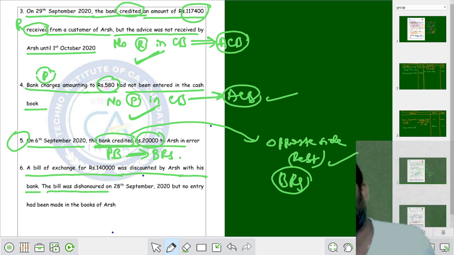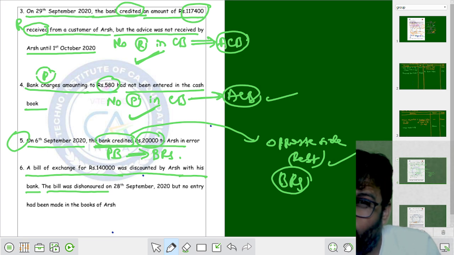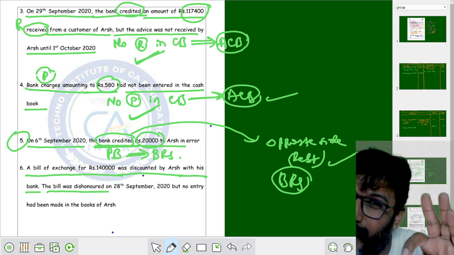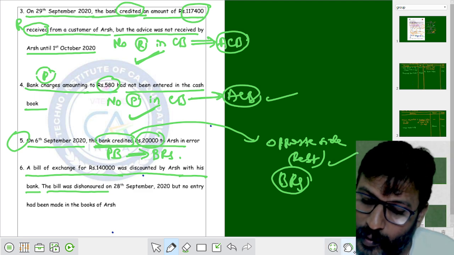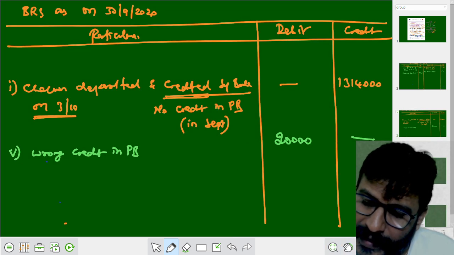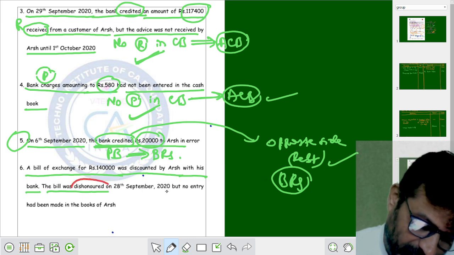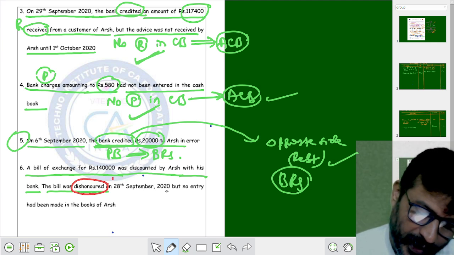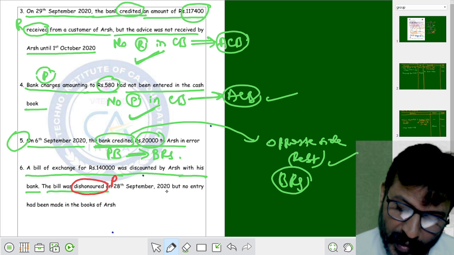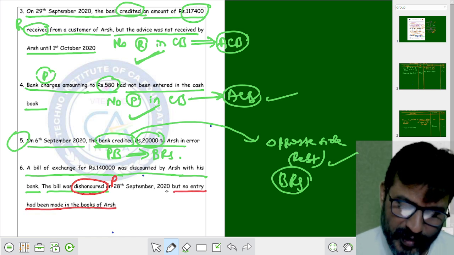Dishonored. See my dear kids, it is not the discounted bills. What is it? It is the dishonored bills. Dishonor means payment. No entry made in the cash book.